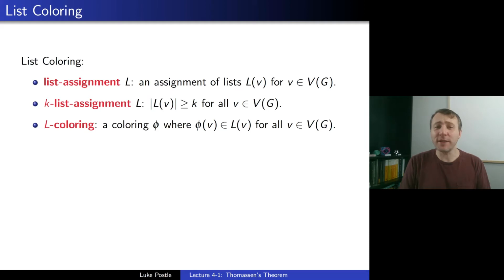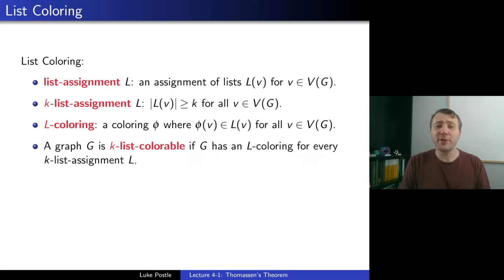An L-coloring is a coloring phi, where phi(v) is in L(v) for all v in V(G). And a graph G is k-list colorable if G has an L-coloring for every k-list assignment L. We went over these definitions last week when doing list edge coloring, but I'll remind you again because now we'll be talking about list vertex coloring.